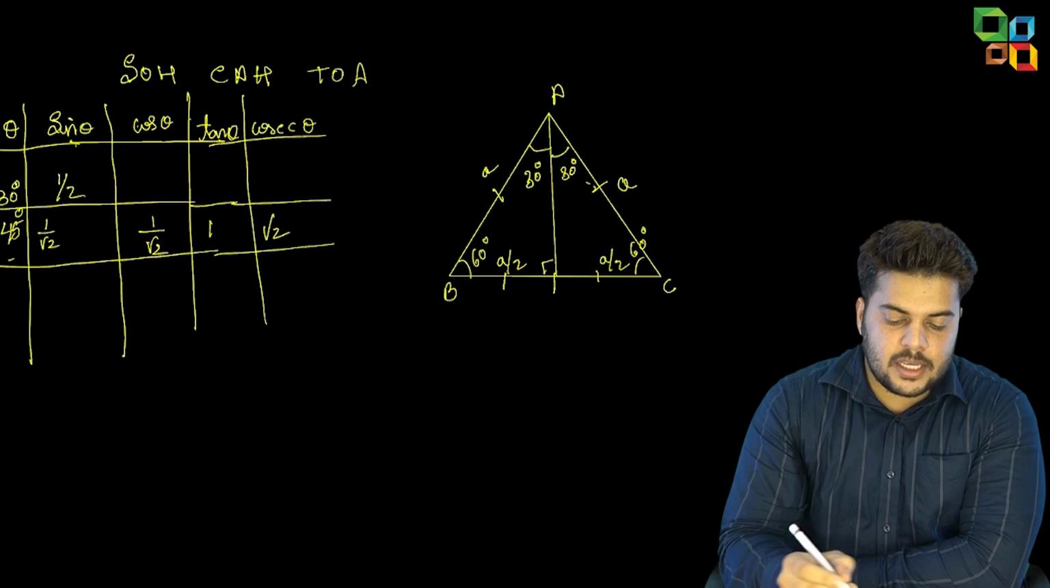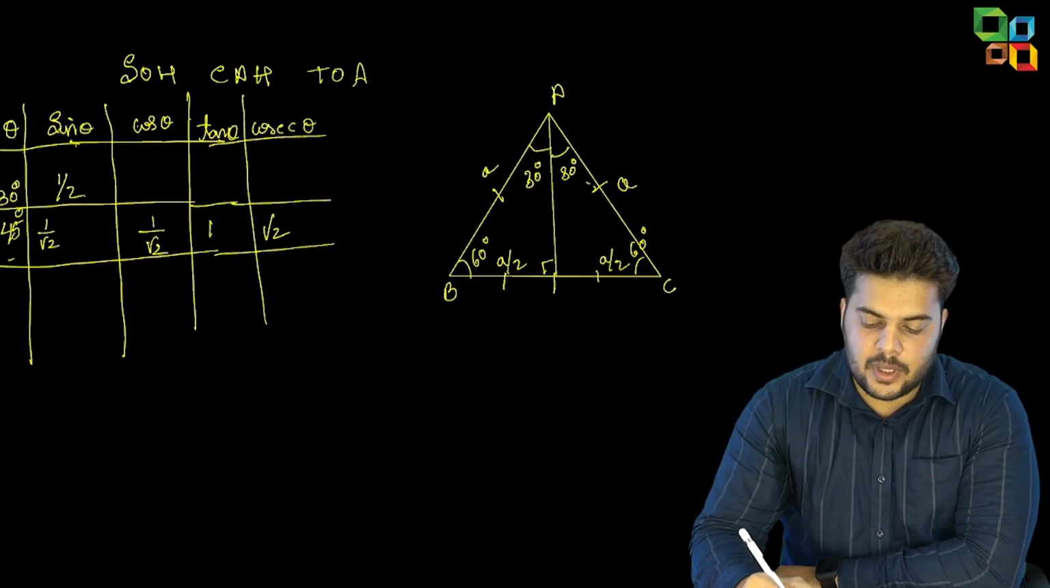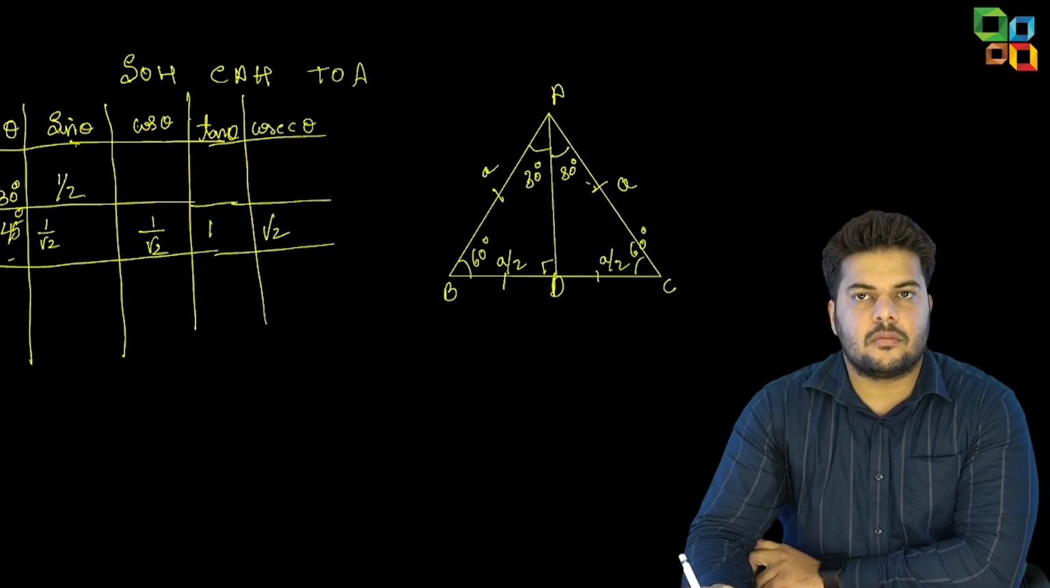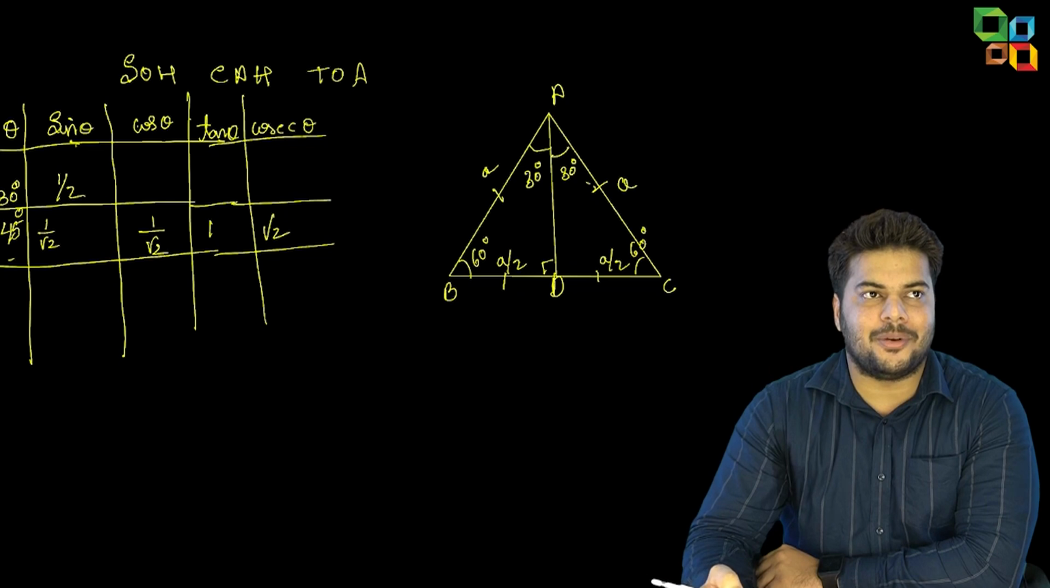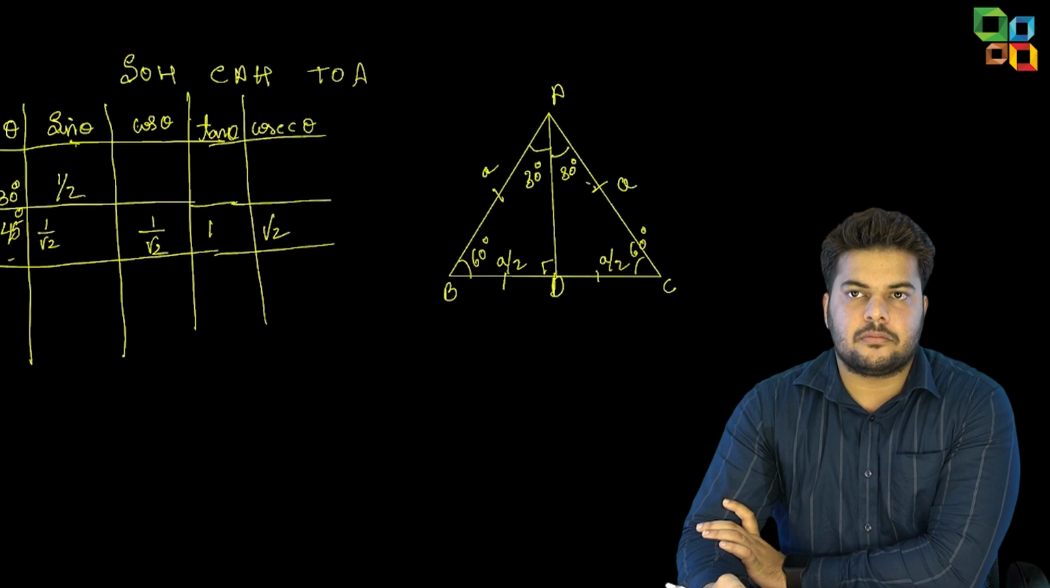So what is the cosine of the angle theta? Oh, by the way, what is the height over here? What is the length of the height, AD? Sorry, length of the altitude, I mean. So we have to find it through Pythagoras theorem. Exactly, we'll have to find it through the Pythagorean theorem.